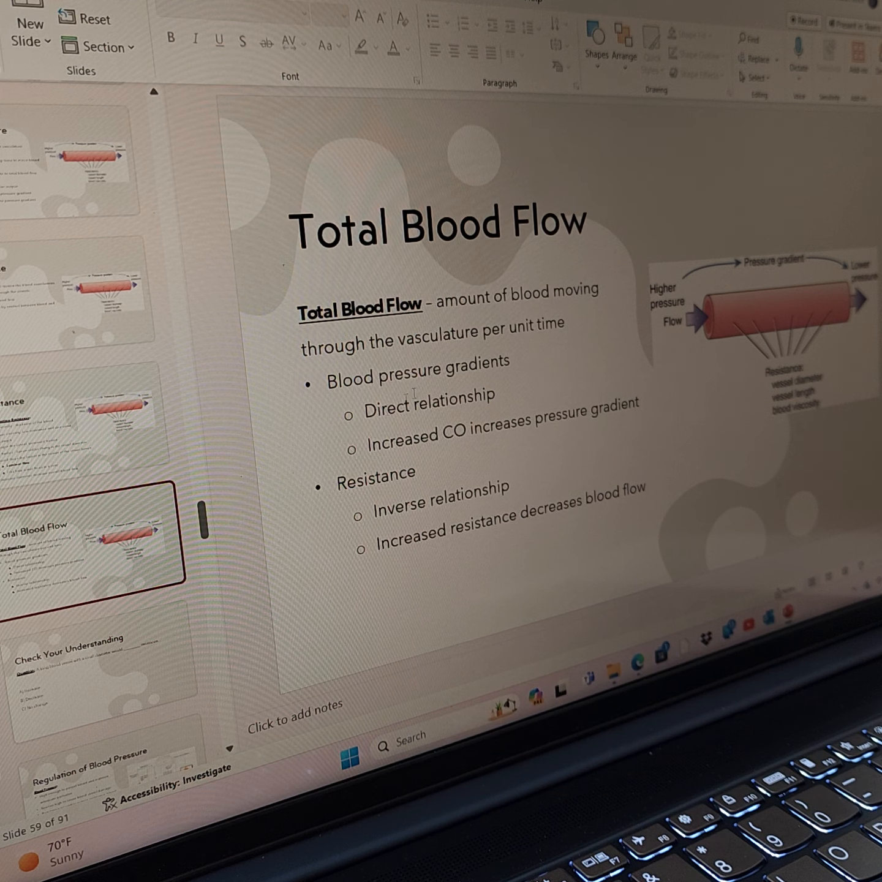Total blood flow, the amount of blood moving through the vasculature per unit time. Blood pressure gradients have a direct relationship. Increased cardiac output increases the pressure gradient. Resistance is an inverse relationship. Increased resistance will decrease blood flow.